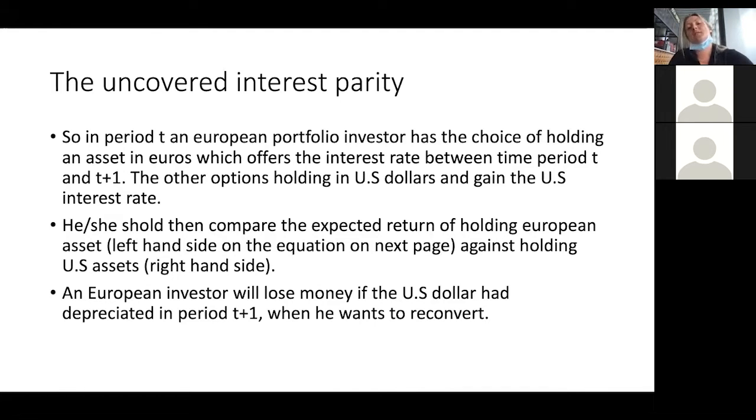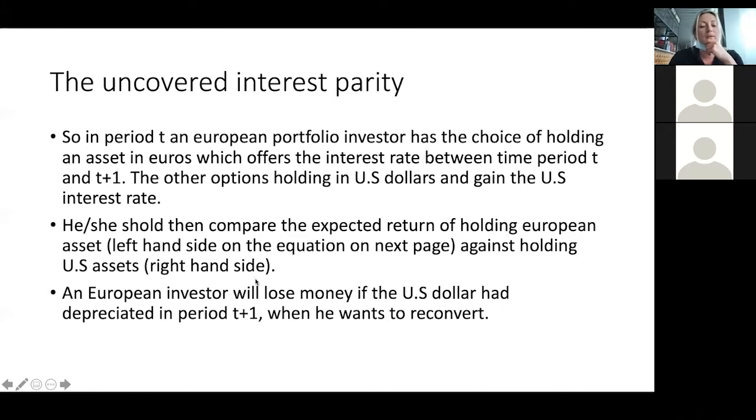Let's say the European investor is facing the choice in period t of holding assets in Europe, which will offer the interest rate at time period t and t+1, against the other option of holding US assets and gaining the US interest rate. And he or she should then compare the expected return of holding those European assets, which will be the left-hand side of the equation on the next page, against holding US assets.